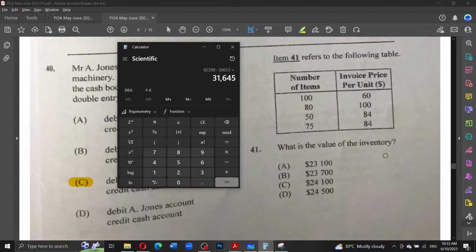So we assume all of these are closing inventory because they didn't specify. So 100 times 60, it's going to be 6,000, plus 8 times 100 is going to be 800. Plus, alright, so this here you have the same price, so we can have 125 plus 125 times 84, and the answer is this.